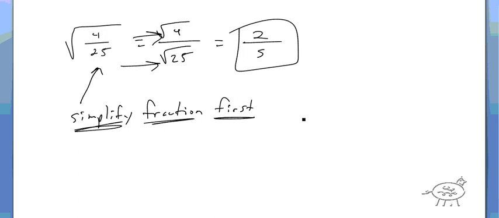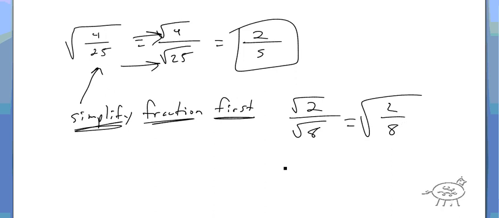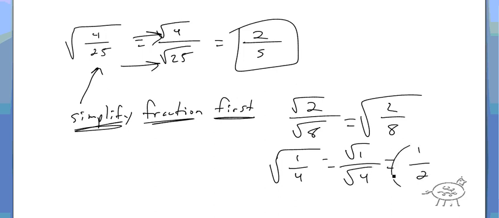So here's another example. Square root of 2 over square root of 8. Well, there we go. Square root of 2 over 8. So isn't that the square root of 1/4? And look at that, man. I know those are perfect squares. Square root of 1 over square root of 4. So that's 1/2. And that's your final answer.